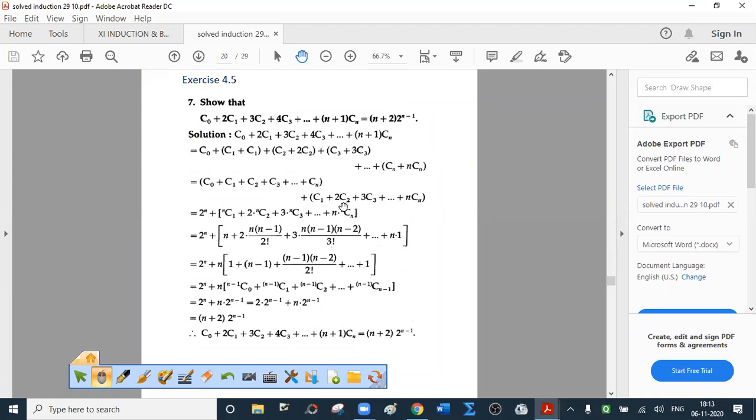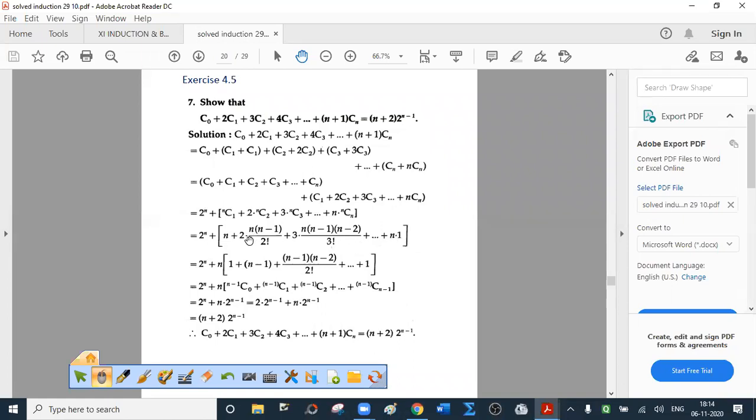Now next part is interesting. See, C1 is basically nC1 because we drop the prefix. So here I have written the prefix nC1 and so on. But what is nC1? nC1 is nothing but n. What is nC2? It is n into n minus 1 upon 2 factorial. This is not at all difficult. We have done this. Plus 3 into, what is nC3? n into n minus 1 into n minus 2 upon 3 factorial up to n into nCn, that is 1.